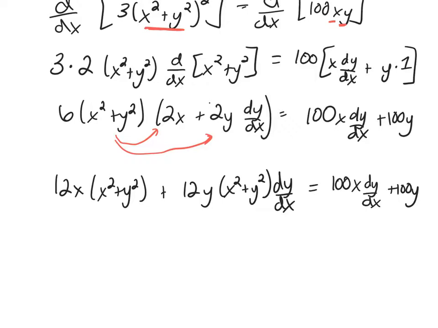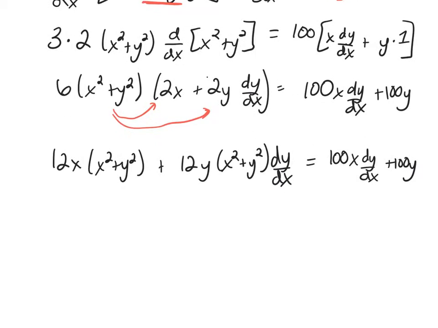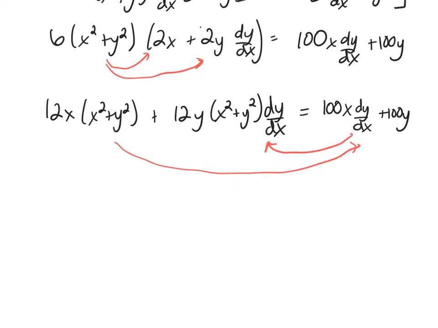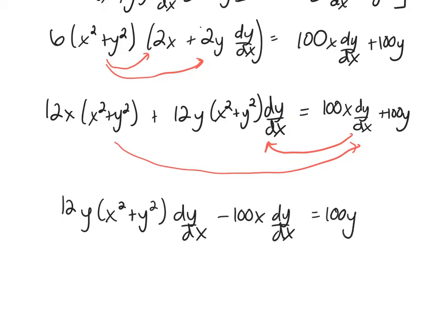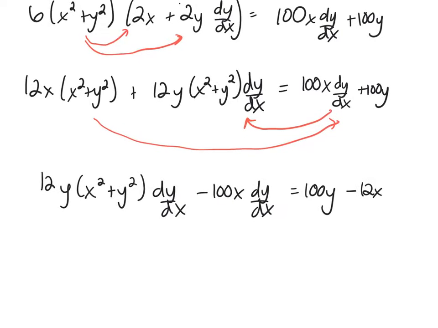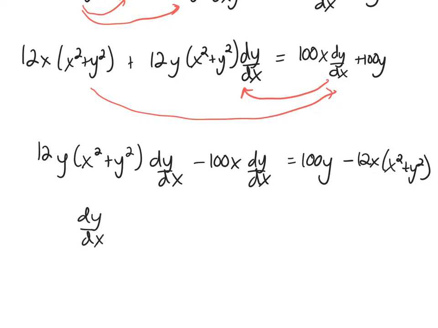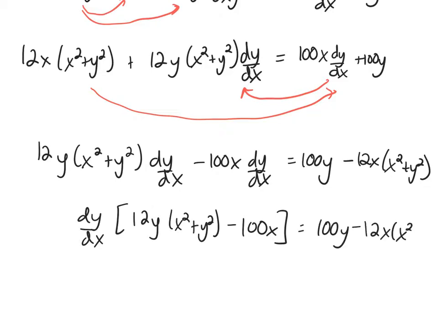And remember, we need to isolate our dy/dx terms on one side of the equation. So I'm going to move all of them over here to the left. And then any term that doesn't have a dy/dx will have to go to this other side here. So I'm getting 12y(3x squared plus y squared) dy/dx minus 100x dy/dx equals 100y minus 12x(3x squared plus y squared). And then factor out our dy/dx. You get dy/dx times [12y(3x squared plus y squared) minus 100x] equals 100y minus 12x(3x squared plus y squared).